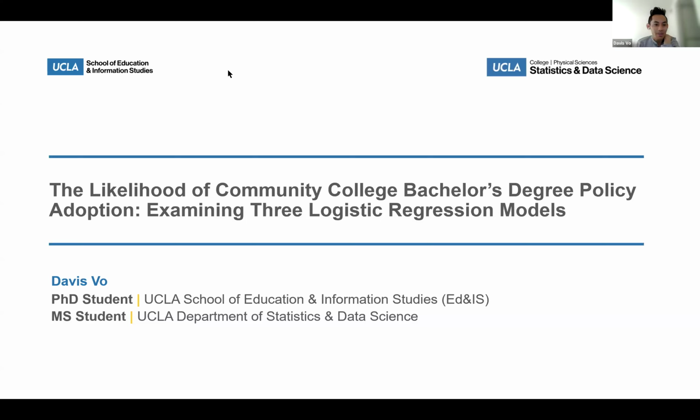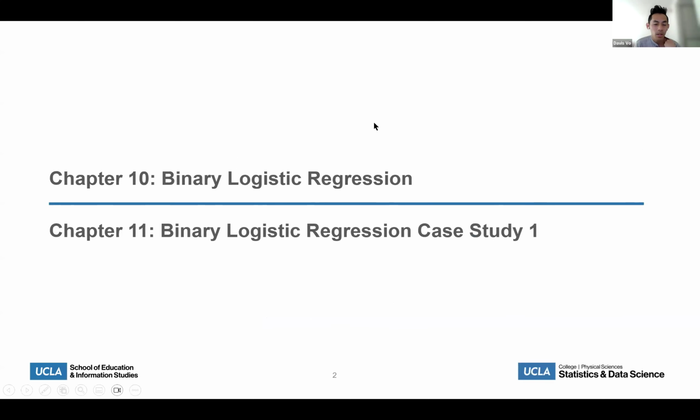Yes. Okay, cool. So today I'll be presenting on my project, which is the likelihood of community college bachelor's degree adoption, examining 3 logistic regression models. This is an application based on 2 book chapters from the Harrell book, chapters 10 and 11. It also integrates some of what we've learned this past quarter.